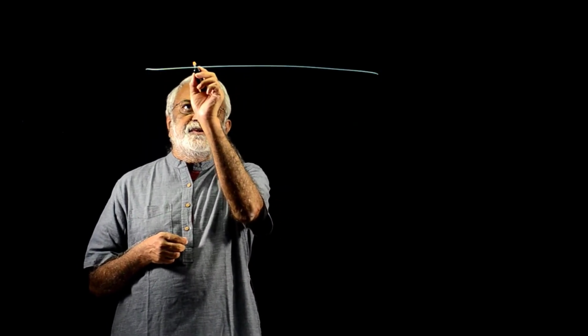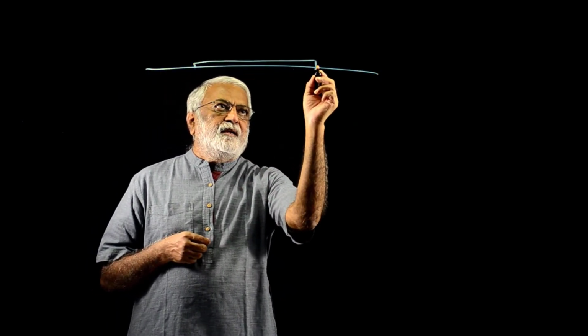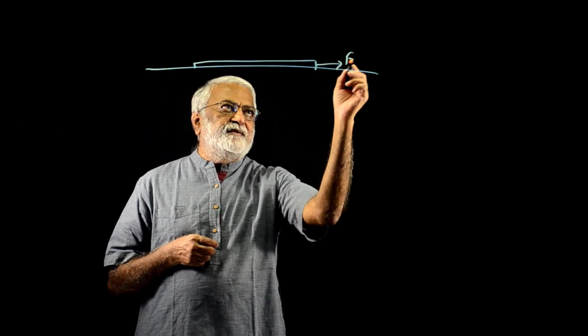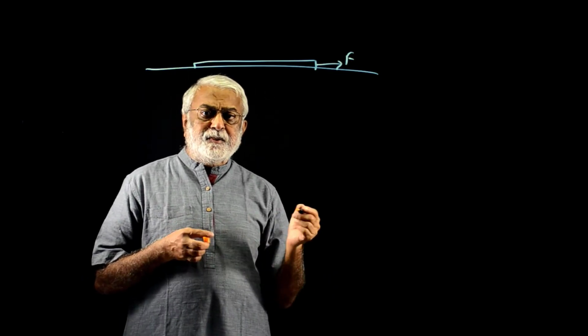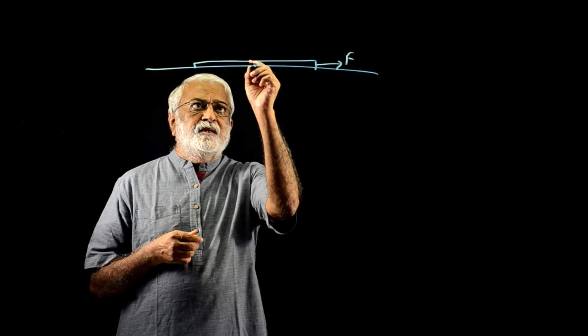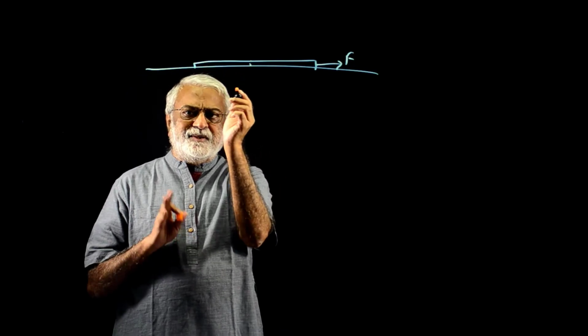A long rope is lying on a smooth horizontal surface. A force F is applied at the front end of the rope and it accelerates. You would like to find the tension at a distance x from the rear end.